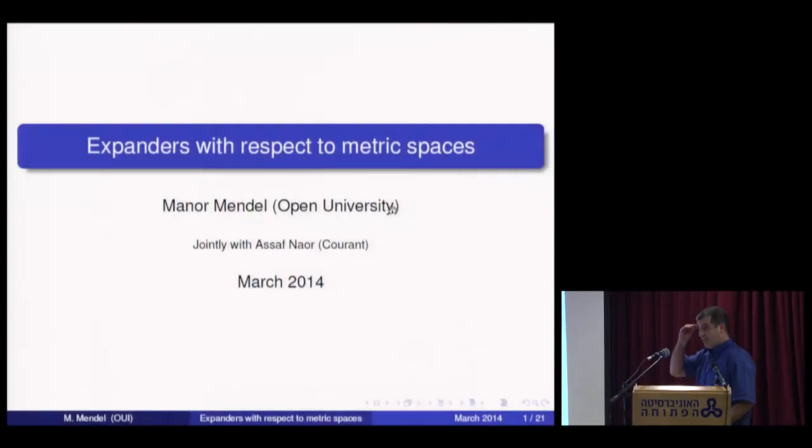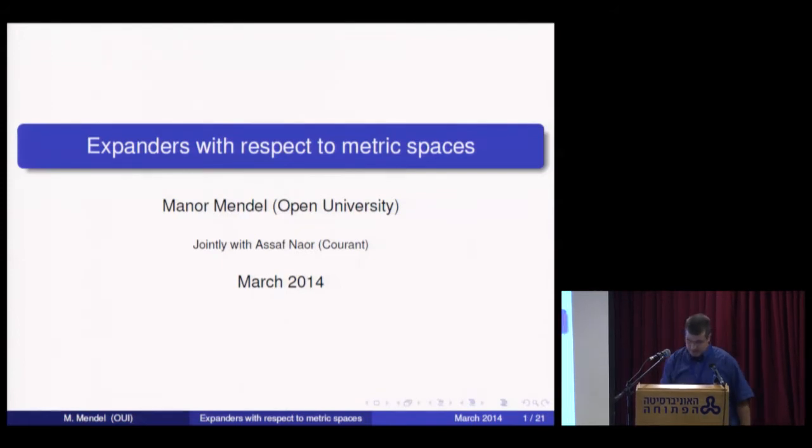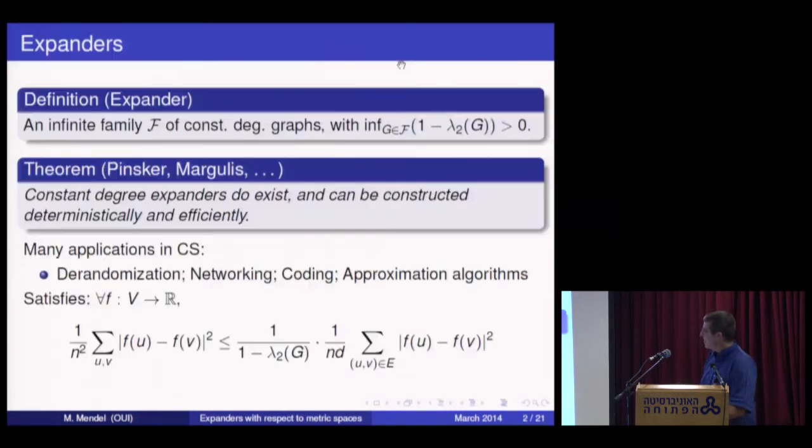I'm going to talk about expanders and metric spaces. Expanders: this talk is just about an infinite family of constant degree graphs that have a uniformly bounded spectral gap. Spectral gap is just the difference between the first and the second eigenvalues in the adjacency matrix.